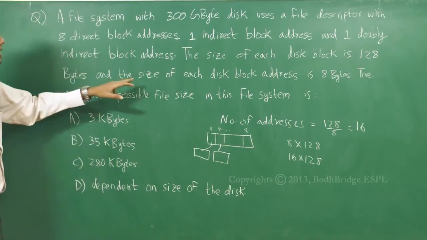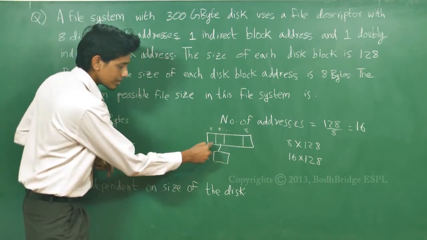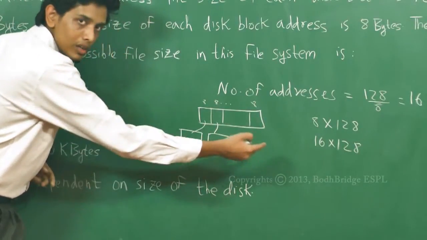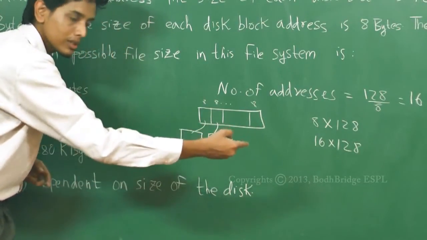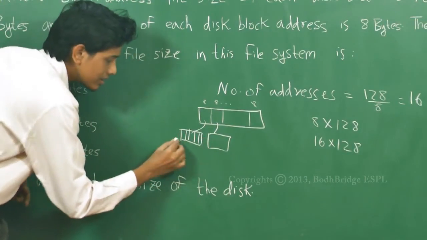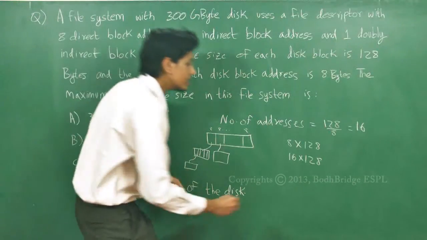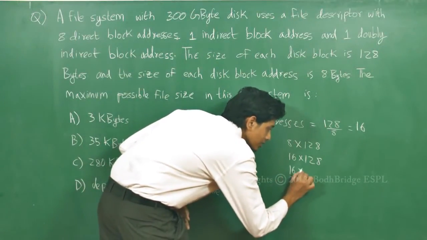Next is one doubly indirect block. So each of these 16 blocks basically points to 16 other blocks. So you will have 16 blocks here. Each of these will point to another block. So that will be 16 into 16 into 128.